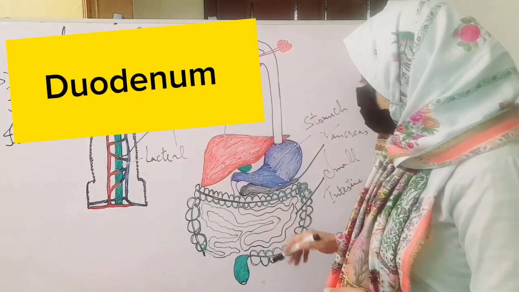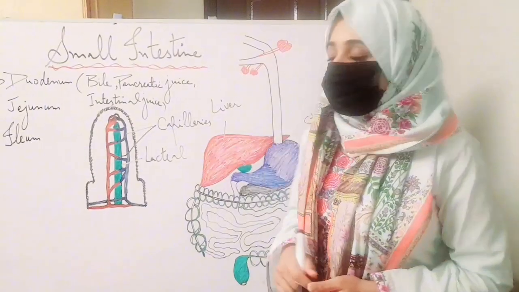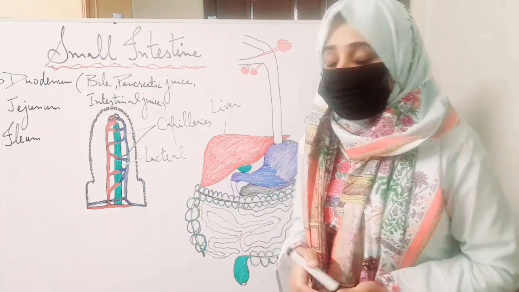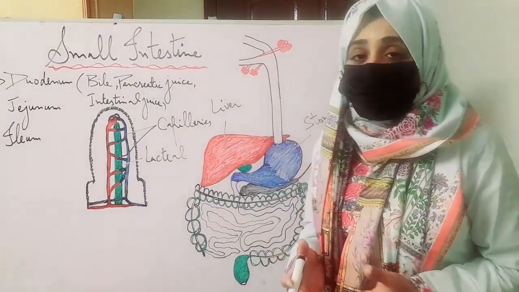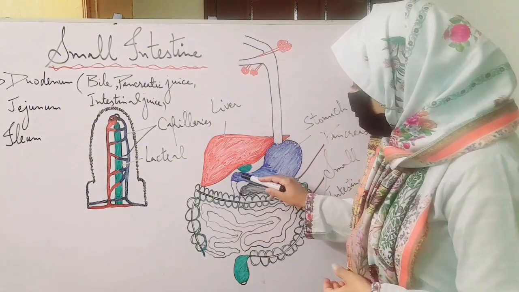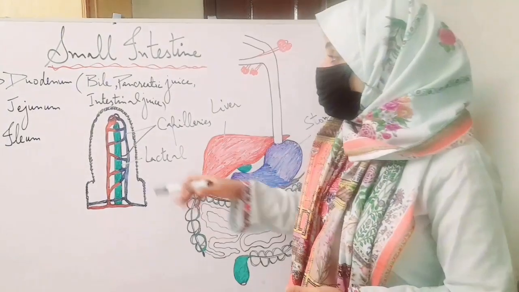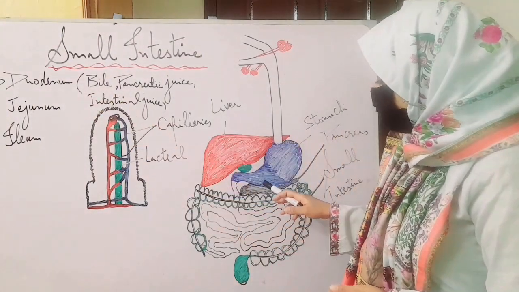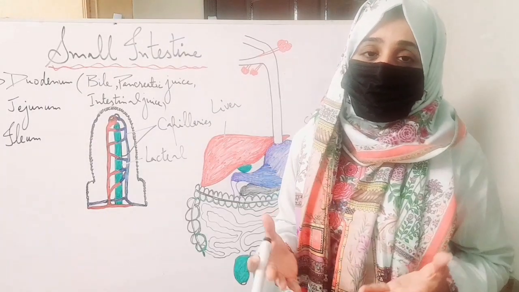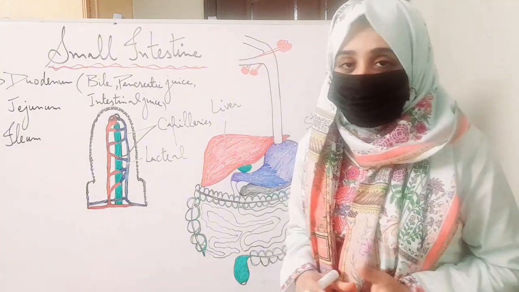Duodenum is the first part of the small intestine, and its length is about 10 inches. By the action of gastric juice and churning activity of the stomach, the food has been converted into a soup-like mixture that we call chyme. The chyme enters through the pyloric sphincter into the first part of the small intestine, that is the duodenum. And the pyloric sphincter allows only a small amount of chyme to enter the duodenum at a time.